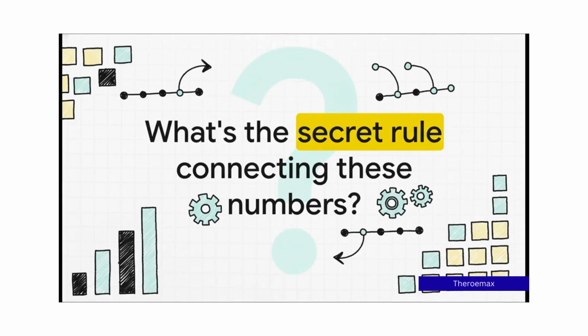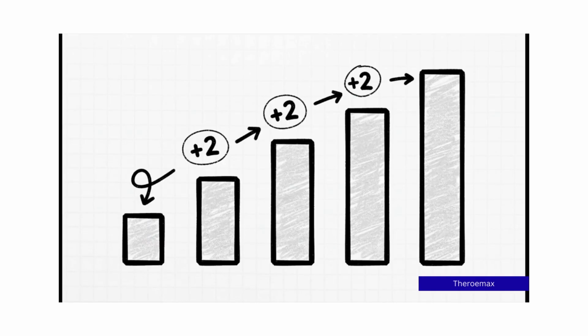So, to get started, let's play a little game. I'm going to show you a couple of number sequences, and I want you to see if you can figure out the secret rule that connects them all. You ready? Okay, here's the first one. 2, 4, 6, 8, 10. What do you think is next? Yeah, you probably got it in like 2 seconds. Each number is just 2 more than the one before it. Simple enough.